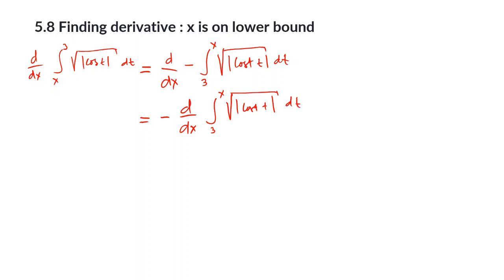and we can solve this by using the fundamental theorem of calculus, and this actually equals minus the square root of the absolute value of cos x.